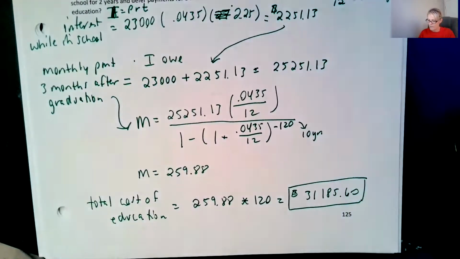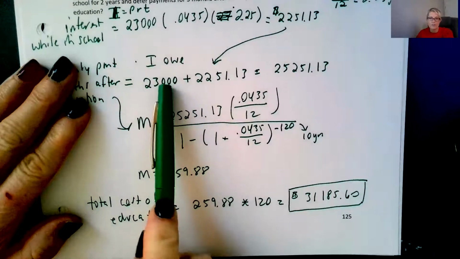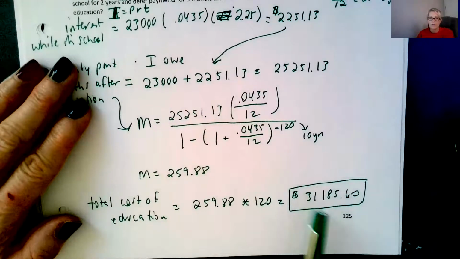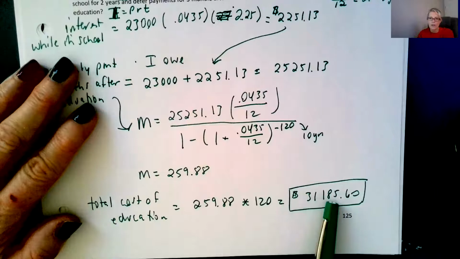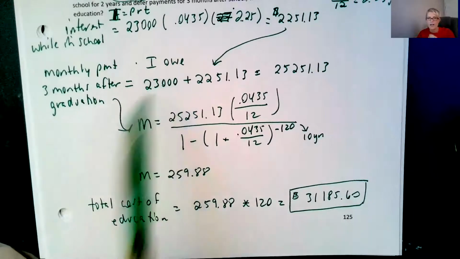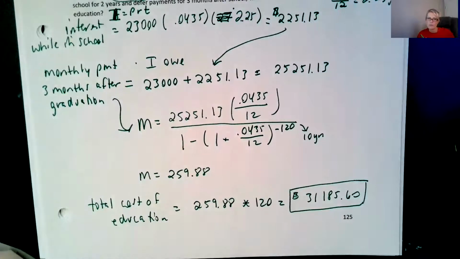So that's a lot. And considering I only borrowed really 23,000 was my loan, right? I had this interest while I was in school plus the difference. So if you take the 31,185 and subtract the original 23,000 that I borrowed in loans, I had a total of $8,185.60 just in interest paid over the 10 years of payments plus the 2 years I was in school. So that's a lot. That's a lot.